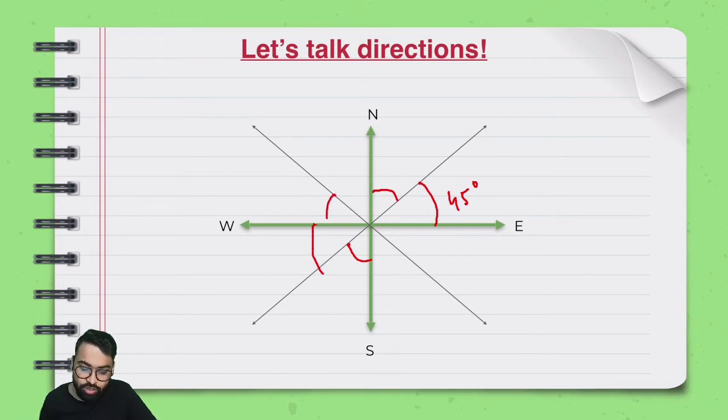This is also 45, 45, 45, 45. Every angle is 45. We are just bisecting. We say we are bisecting two directions while we draw it like this. Now should we call these directions? If you see closely, this is north, this is east. So we should call this as northeast, right?